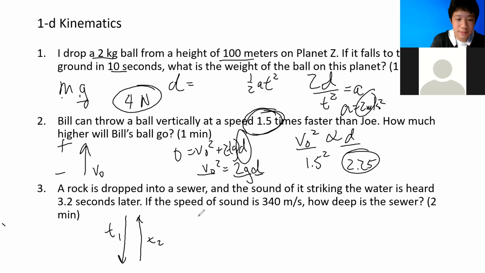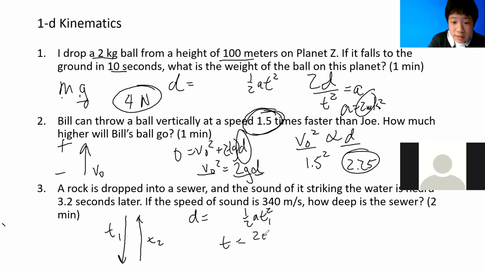Well, I can use this formula here. d equals v0t plus 1/2 at squared. Since v0 is 0, that gets eliminated. And the amount of time, which is t1, time equals the square root of 2d over a. And in this case, a is just g, right? So this is t1.